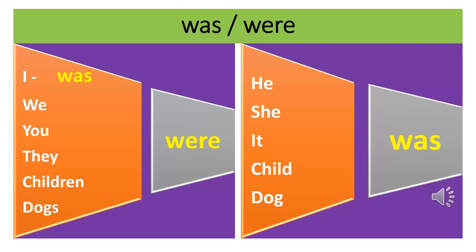I was, we were, you were, they were, children were, dogs were. He was, she was, it was, child was, and dog was.